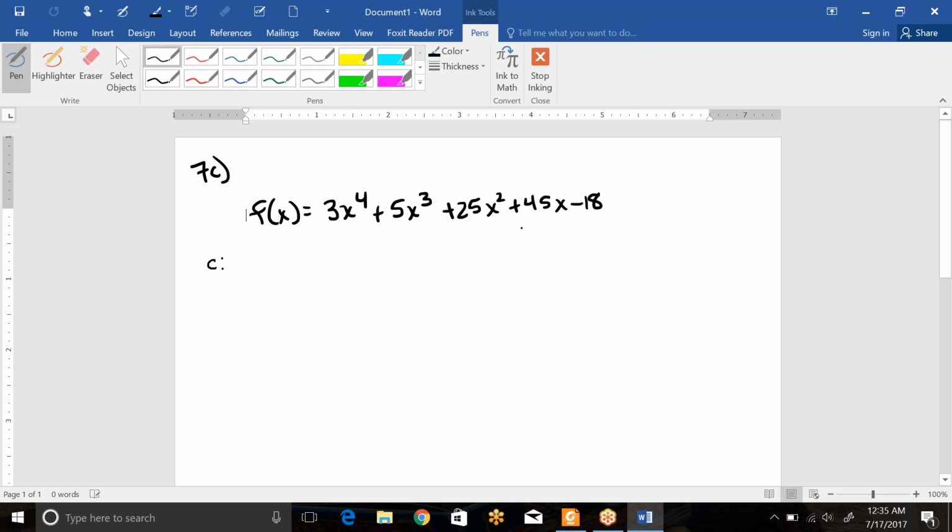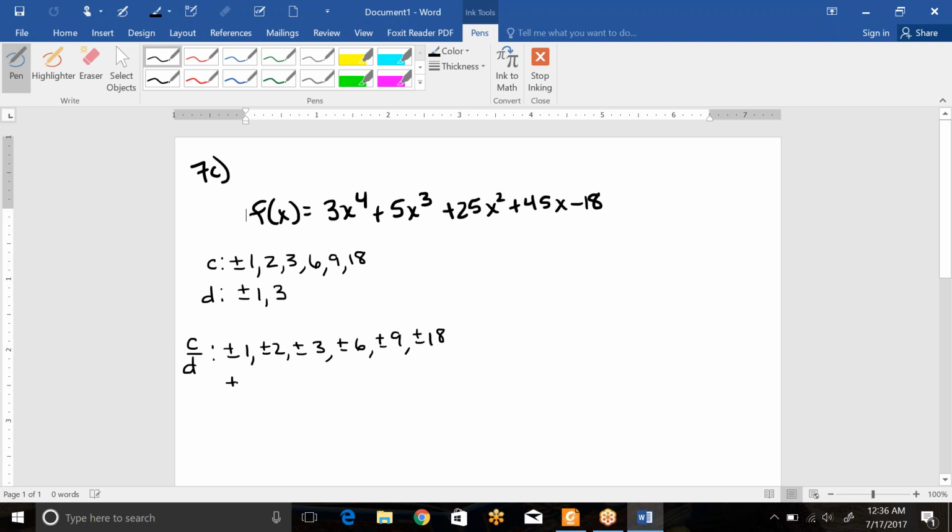So my C factor is 18 because that's my constant. So factors of 18 are plus or minus 1, 2, 3, 6, 9, and 18. My D factor is my leading coefficient, which would be plus or minus 1 and 3. We make a list of all C's over D's, so we get plus or minus 1, 2, 3, 6, 9, 18. All of those come from putting each of these over 1.